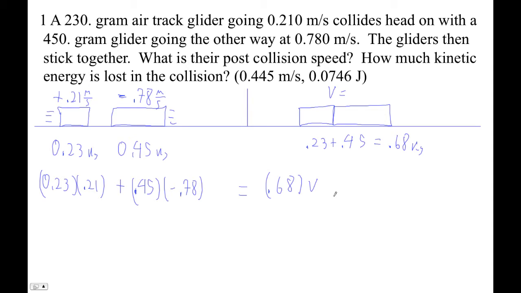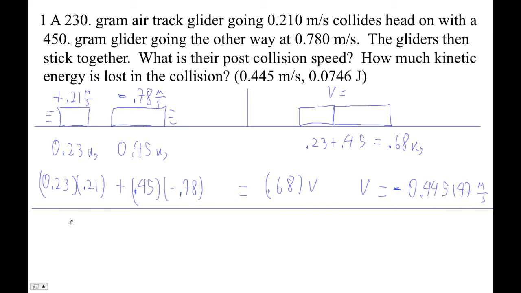So 0.23 times 0.21, plus 0.45 times negative 0.78 is that. Now divide that by 0.68. I get that this velocity is negative 0.445147. It's kind of important that we don't round that too much, because when we do kinetic energy, we'll use like 1/2 mv squared. Okay.